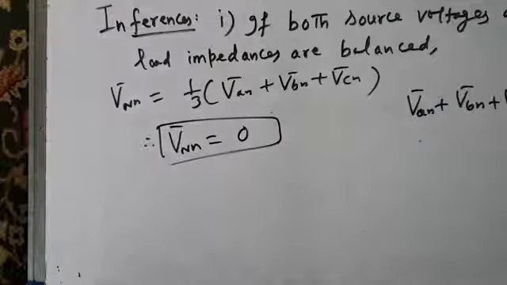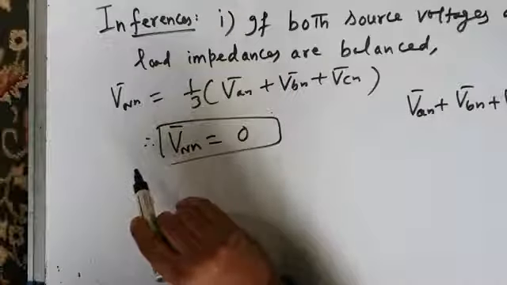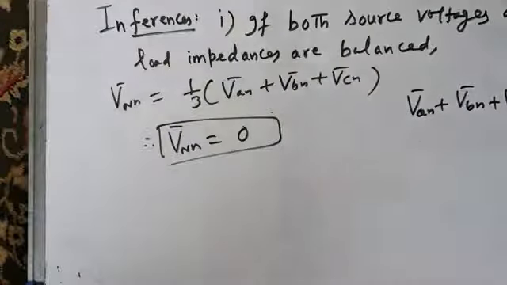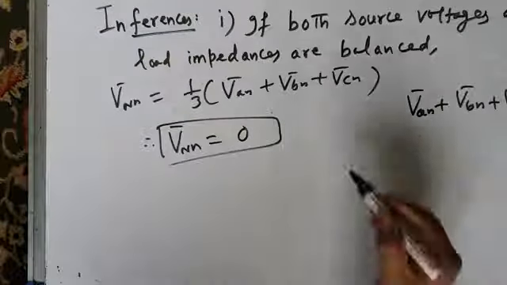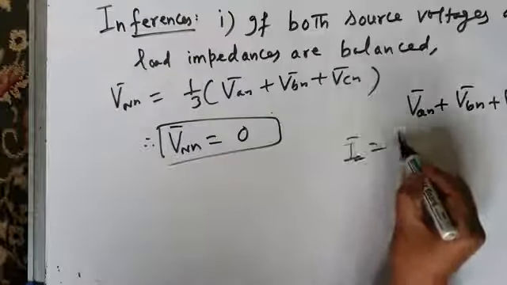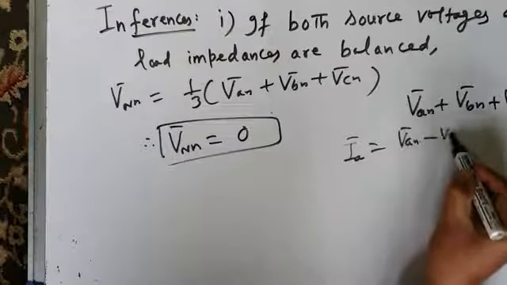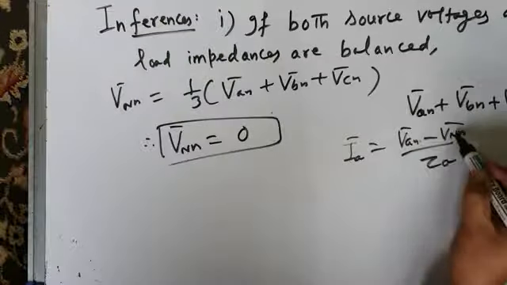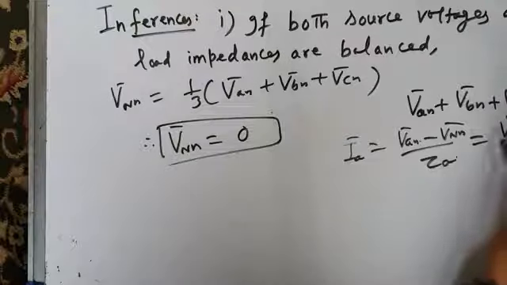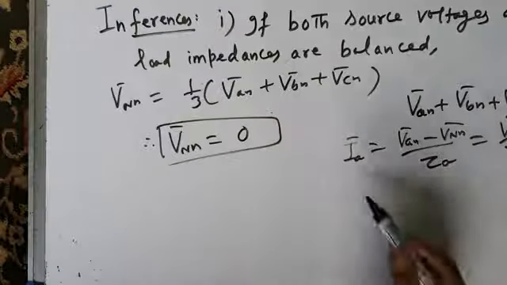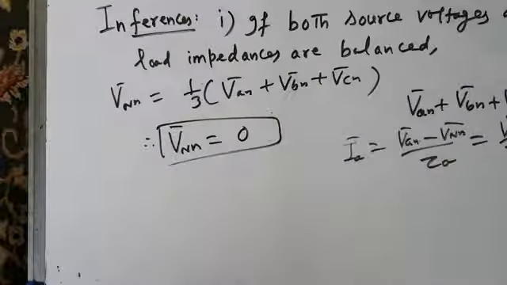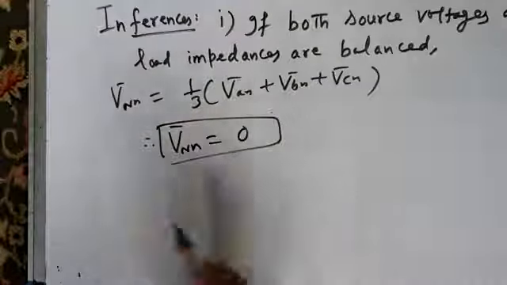So there will not be any voltage between the two neutrals if source is balanced and if load impedances are also balanced. So neutral to neutral voltage is 0, and you can very easily find then line current will be VAN minus VNN by ZA. Since VNN is 0, so it is simply VAN by ZA. Similarly, IB, you can find IB, and similarly you can find IC. So this is first inference.